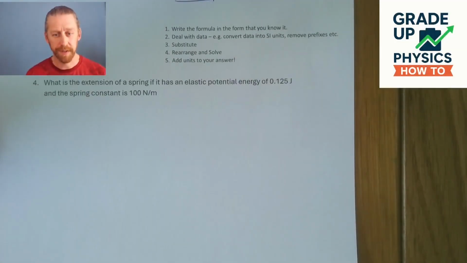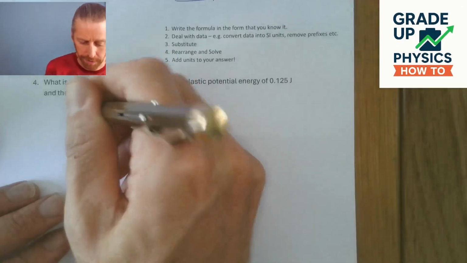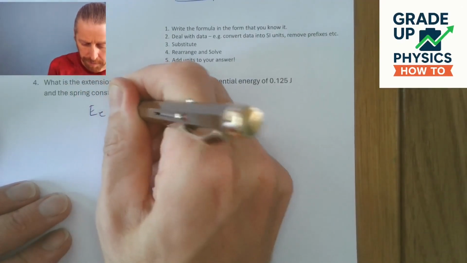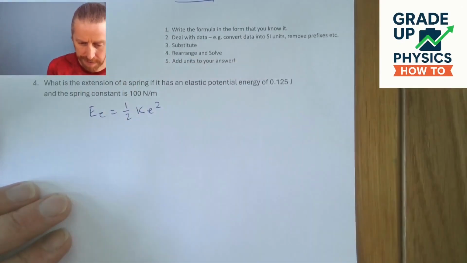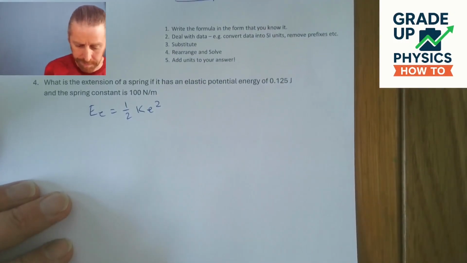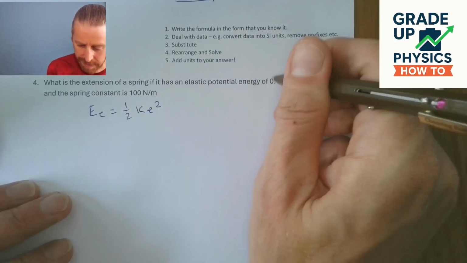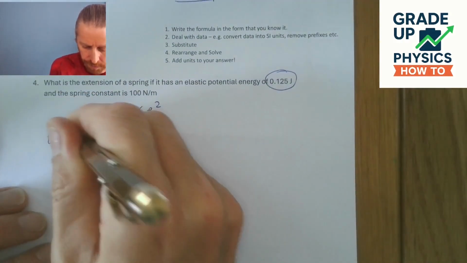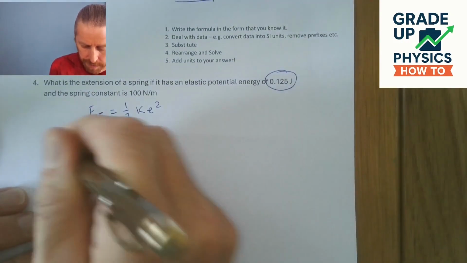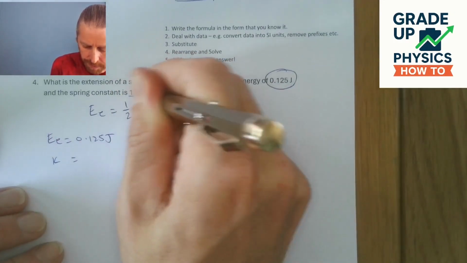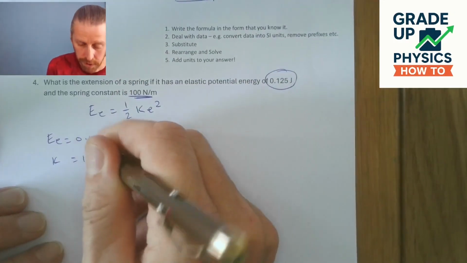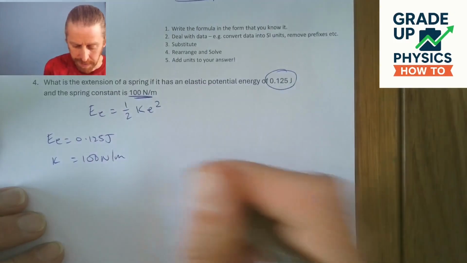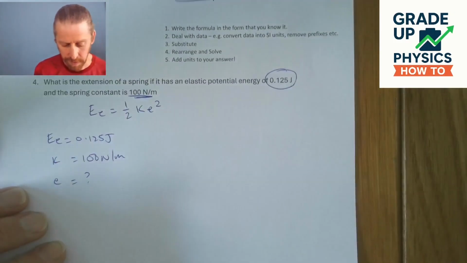Okay, on to the last one then. So just like before, let's work through this problem using our 5-step plan. So there's a formula in the form that we know it. We're then going to deal with our data. So here is our elastic potential energy, 0.125 joules. Our spring constant, you can see here, is 100 newtons per metre. And then our extension is the thing that we're trying to find out.